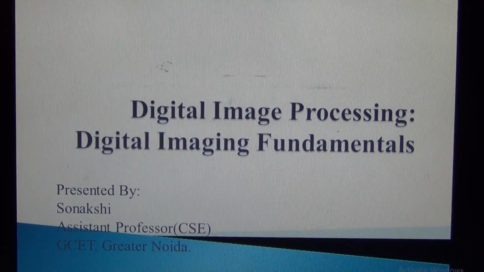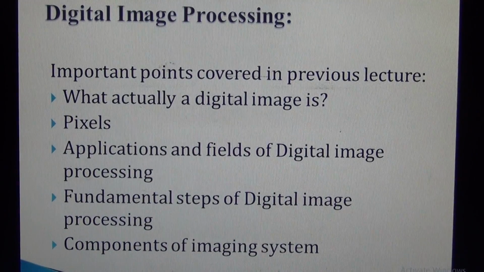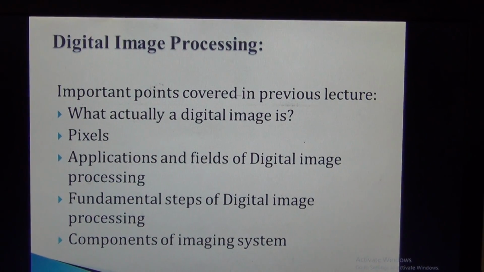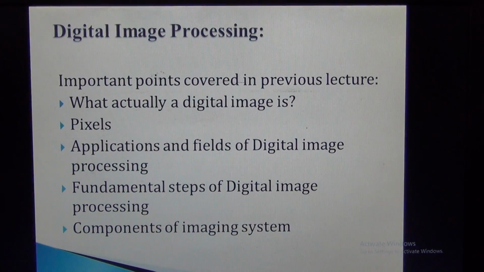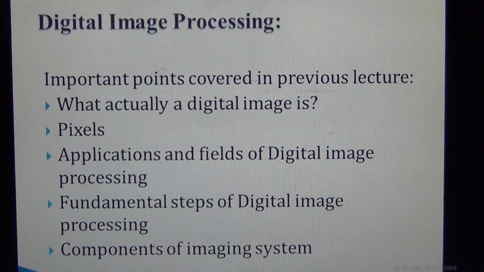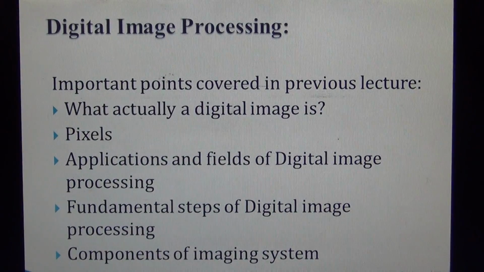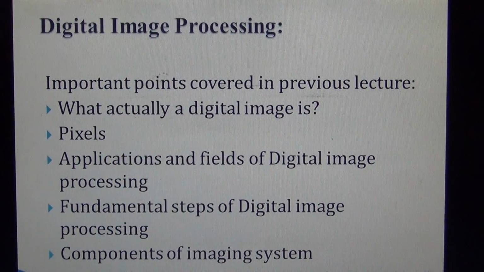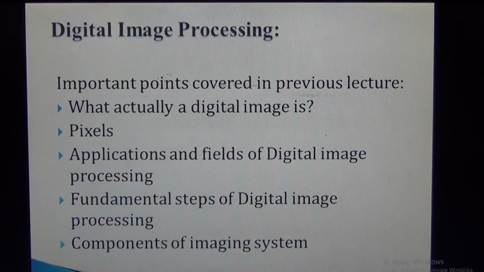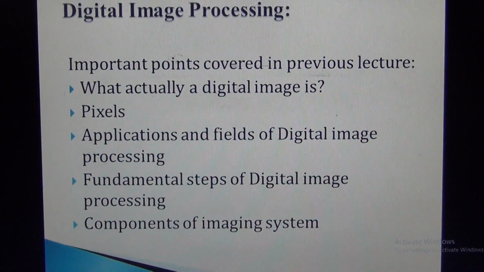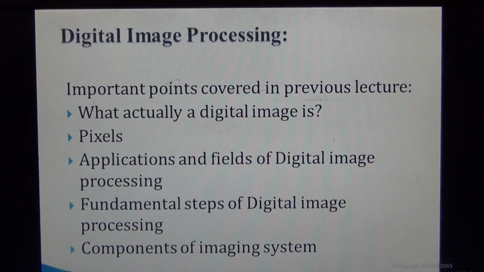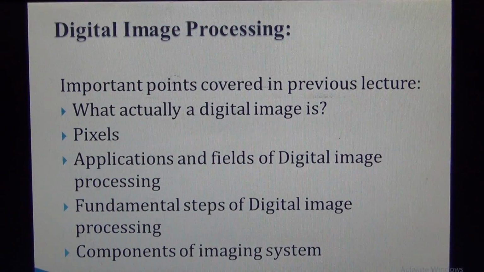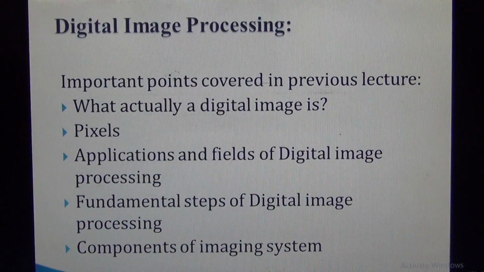Today we will discuss... In the last lecture we discussed what a digital image actually is and the pixels it comprises of, the 0s and 1s. What are the applications and fields of digital image processing, and next we discussed the fundamental steps of digital image processing. It comprises of 10 steps. Next we had discussed components of an imaging system.